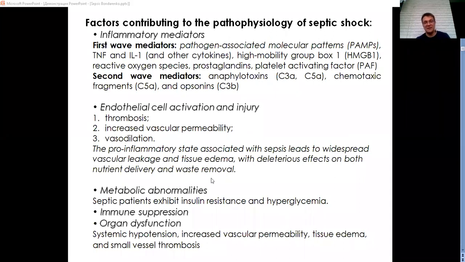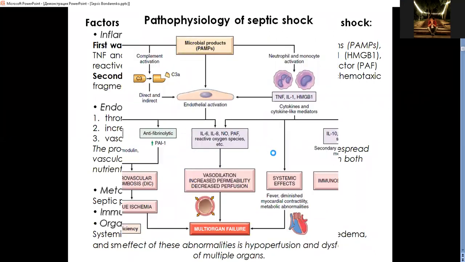Pro-inflammatory state associated with sepsis finally leads to the widespread vascular leakage and tissue edema, which has deleterious effects on both nutrient delivery and waste removal. So, ischemic injury produced by the septic shock. Metabolic abnormalities, immune suppression, and organ dysfunction. That's finally the other effects of the septic condition.